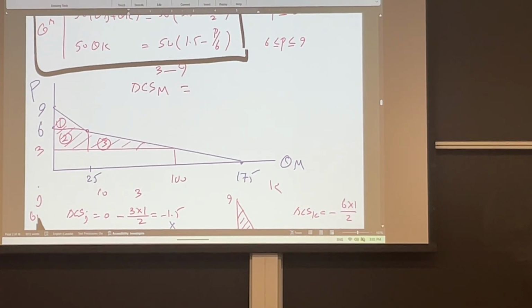What's area number 1? What is area number 1? That is 3 multiplied by 25 divided by 2. That's number 1. What is area number 2? That's 3 multiplied by 25. Right? What's area number 3?